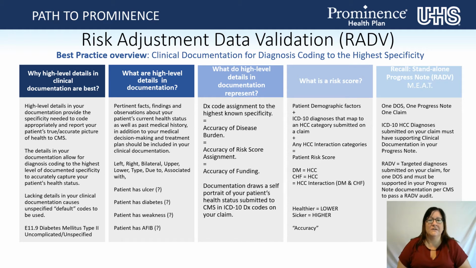What are high-level details in documentation? High-level details are pertinent facts and findings and observations about your patient's current health status, as well as past medical history, in addition to your medical decision-making and treatment plan, which should be included in your documentation. Terms such as left, right, bilateral, upper, lower. My patient has an ulcer. What kind of ulcer? Is it a diabetic ulcer? Is it a pressure ulcer? My patient has diabetes. What kind of diabetes? Is it type 1 diabetes or type 2 diabetes? My patient has weakness. Weakness in what extremity? Is that weakness a residual effect from a stroke? So including high-level details to get to the specificity needed.